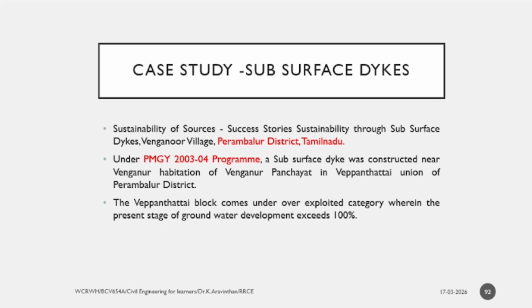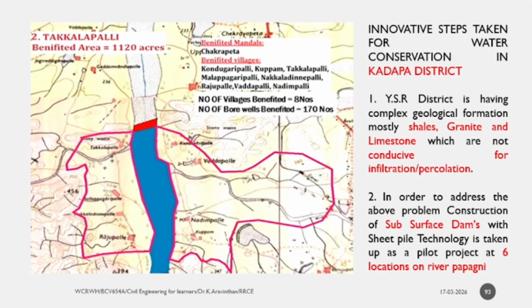First state I have taken is Tamil Nadu. In Perambalur district, they have constructed a dike. Not only one dike, around 150 dikes have been constructed. This was constructed in 2003 and 2004. And what they have done, this is the project. Second project: they have raised the water availability from 25 liters per capita.